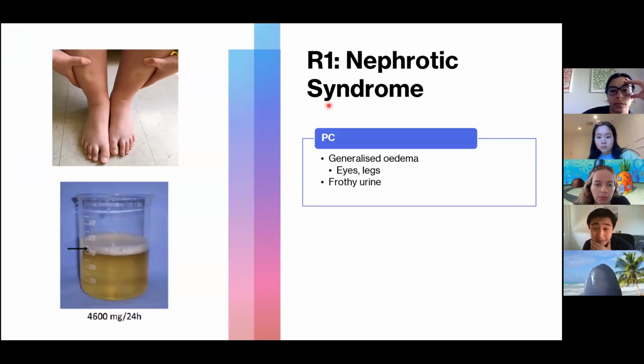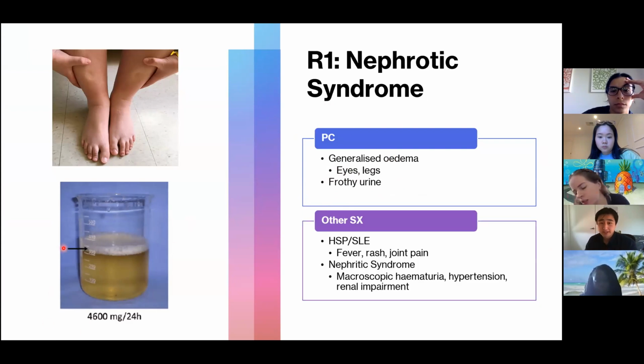In terms of presenting complaints, patients will come in with generalized edema, so around their eyes and the legs. They might also get some frothy urine, this is what it looks like. Now, sometimes you might see a stem with swelling and some other symptoms. If they have fever, rash, or joint pain, you want to think about Henoch-Schonlein purpura or lupus. If they have macroscopic hematuria, hypertension, or renal impairment, you might think about nephritic syndrome. So those are your atypical presentations.